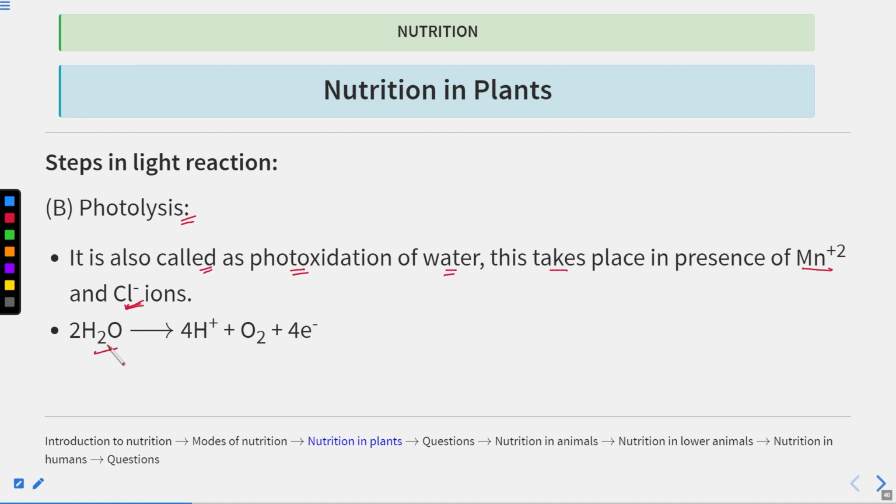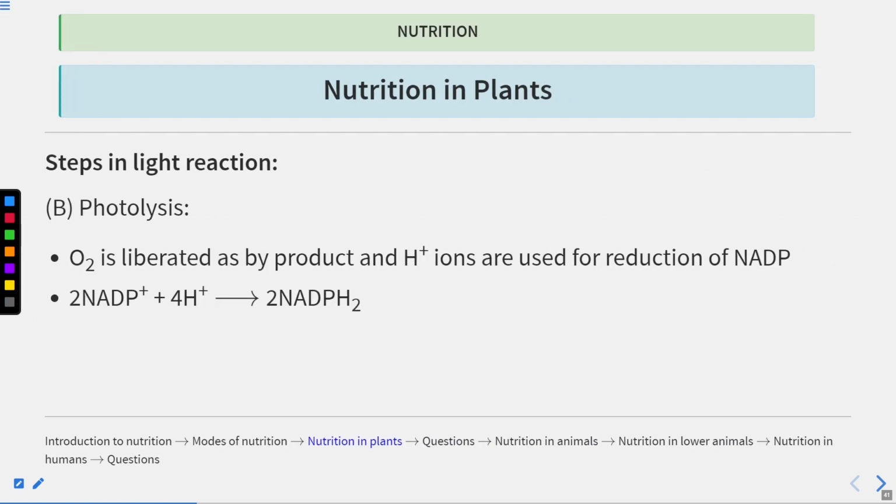Here, the water molecules are broken down in the presence of light, and 4 hydrogen ions are released, 4 electrons are released, and oxygen evolution takes place. These electrons take part in the electron transport chain or electron transport system. Now, again, let's talk about photolysis. The oxygen is liberated as a byproduct, and the proton ions are used for the reduction of NADP.